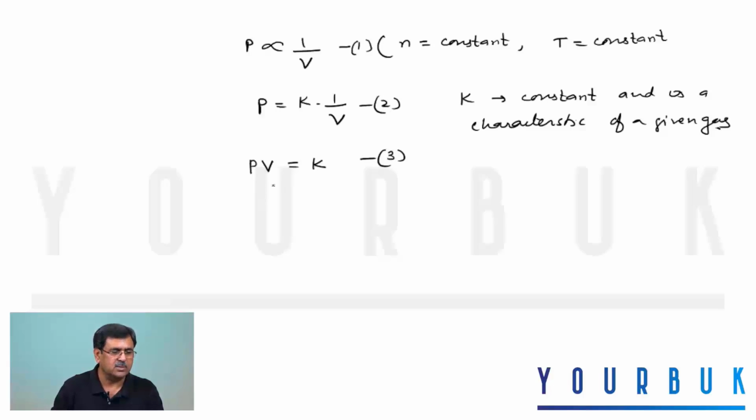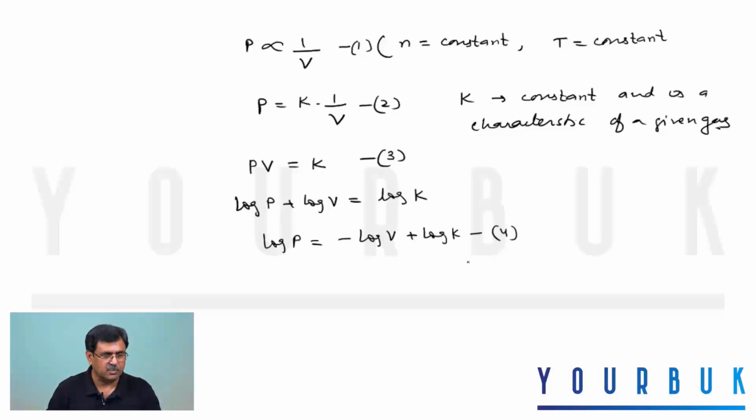And we can also take the log of this equation on both sides. So we can write log of P plus log of V is equal to log of K. Or we can write log of P is equal to minus log of V plus log K. So this is our fourth equation.